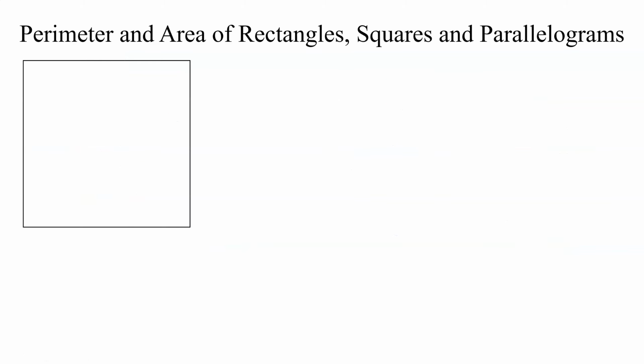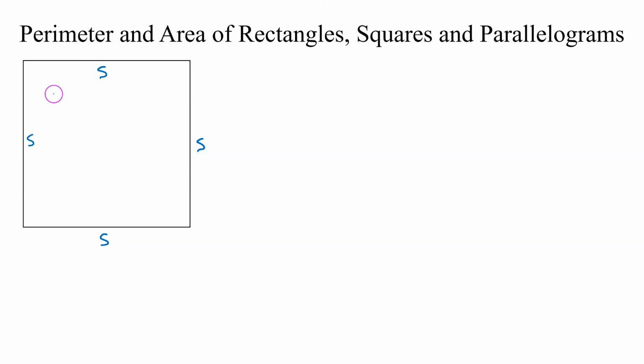The next shape we're going to look at is a square. And these formulas are very similar for a square as they were for a rectangle. The big difference is with a square, all of the sides are the same. So I'm just going to call these all S for side. But if you wanted to call them all lengths or all widths, that's fine too.